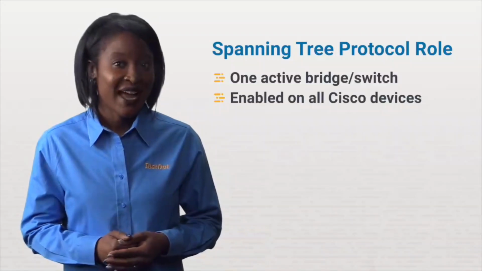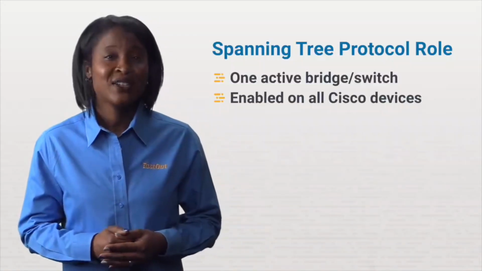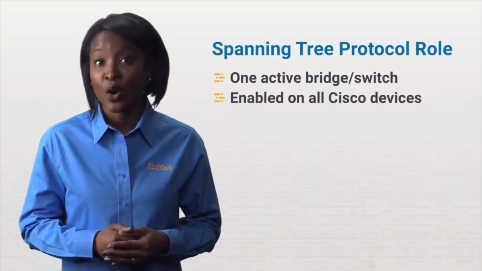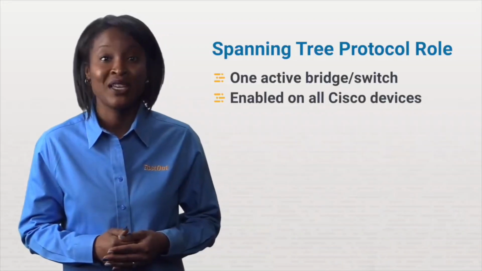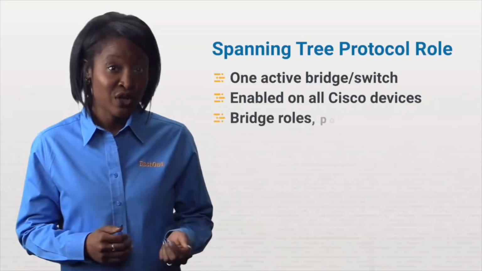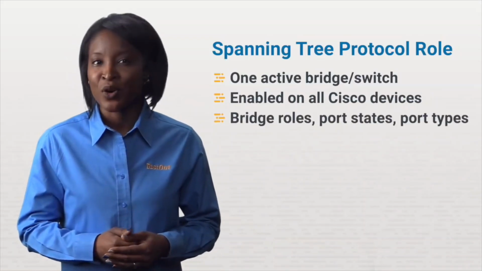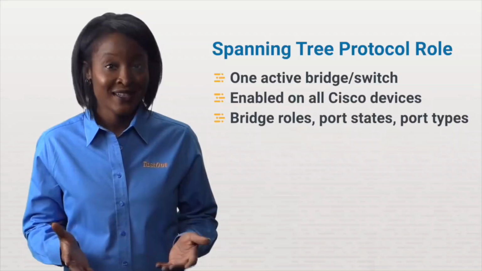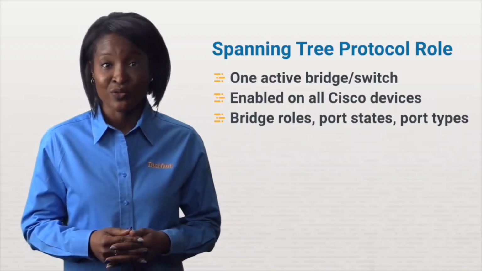To really understand how STP works, you have to understand the infrastructure of priority mechanisms it uses to keep things running smoothly. It categorizes three things: bridge roles, port states, and port types. We're going to discuss each in detail, starting with bridge roles.